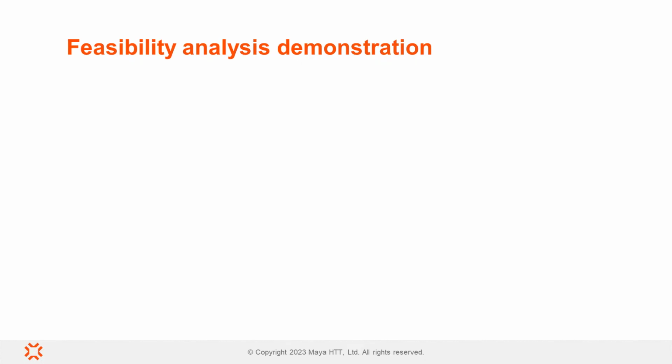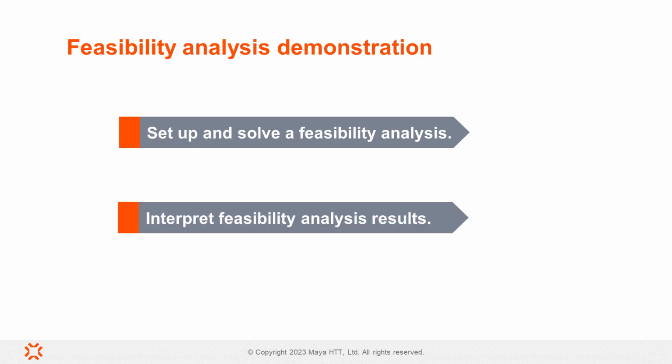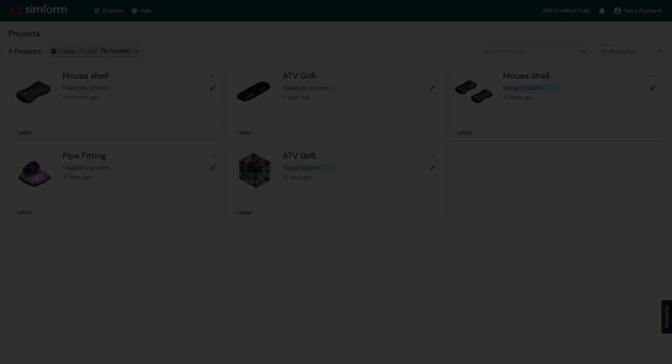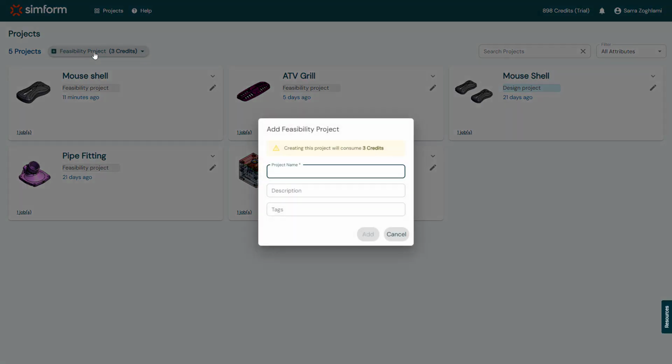In this step-by-step demo, I will show you how to set up and solve the feasibility analysis and interpret its results. First, I will create a feasibility project. On the Projects page, I will expand the project types list and select Feasibility Project. Then I will click Feasibility Project.